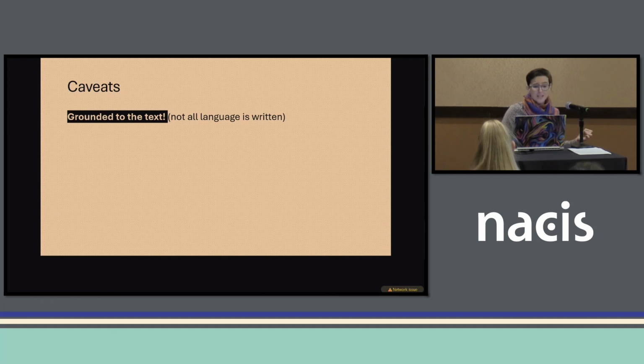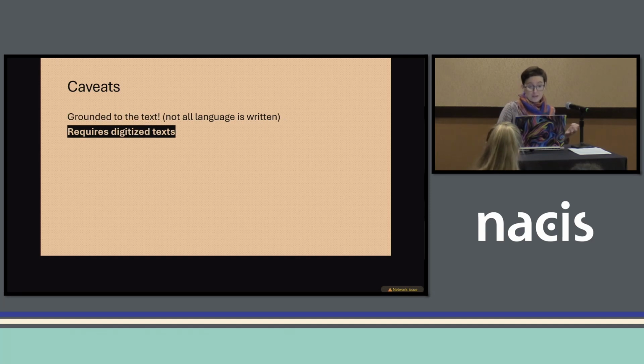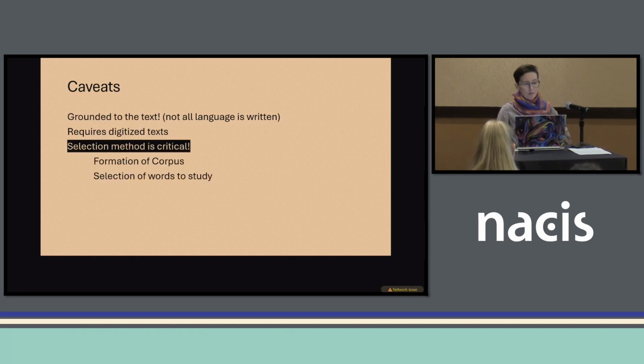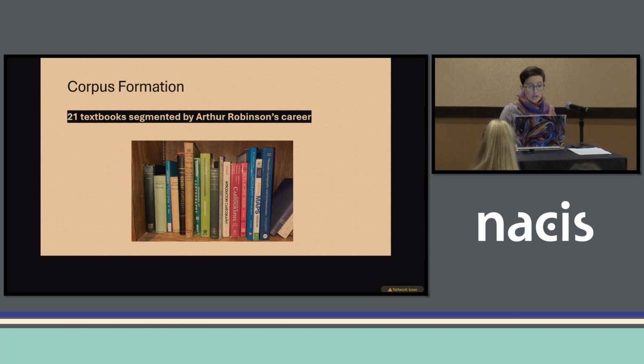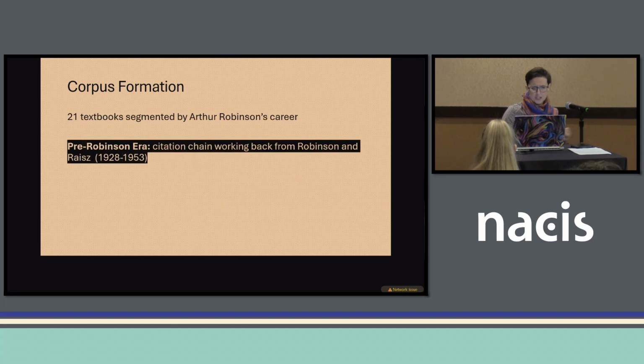There are some caveats. Because it's grounded in the text, that can be a problem. Not all language use is written language use. It requires digitized texts. And you need a really good selection method, a really good way of forming a corpus. So when I formed a corpus, I selected 21 textbooks. I segmented them by Arthur Robinson's career because of his outside influence on cartographic pedagogy.